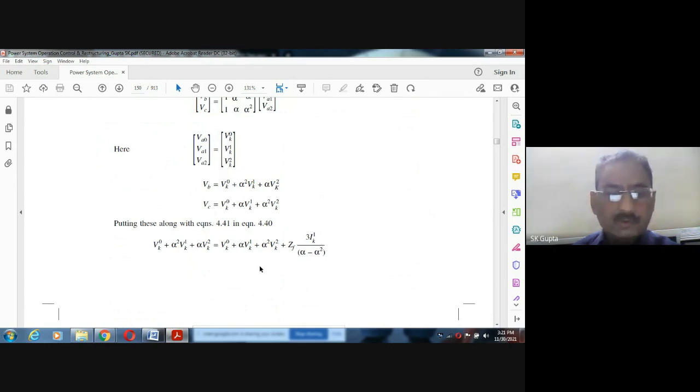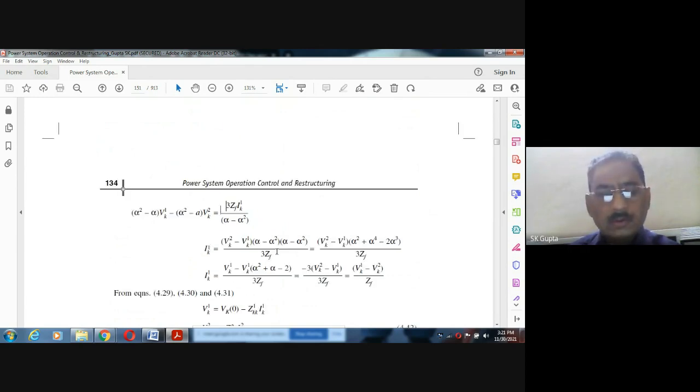Now we will solve it. Here VK0 on both sides is cancelled. Here it is VK1, here it is also VK2. Alpha square minus alpha VK1, and here it is alpha minus alpha square VK2. So this equation can be solved in this way, like alpha square minus alpha. And this already was there.